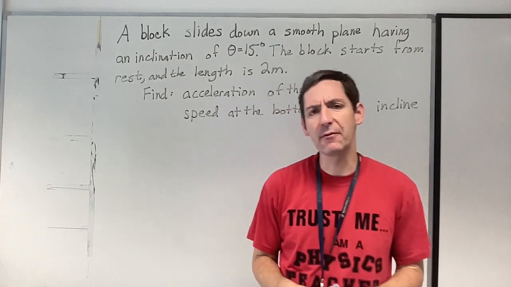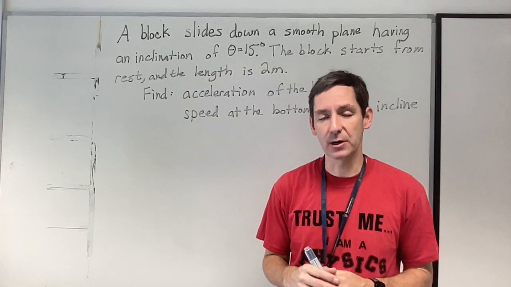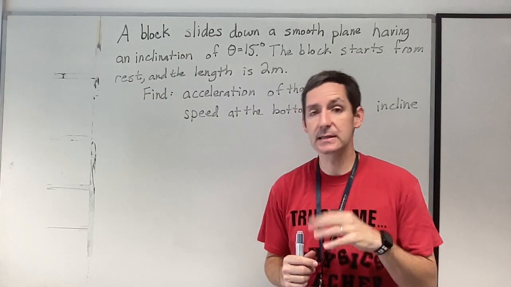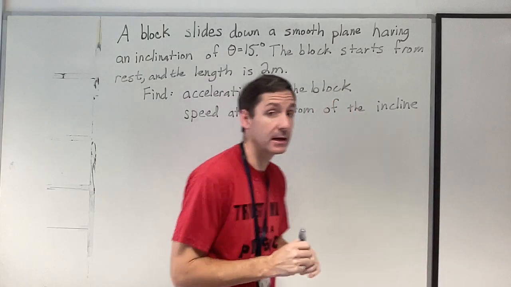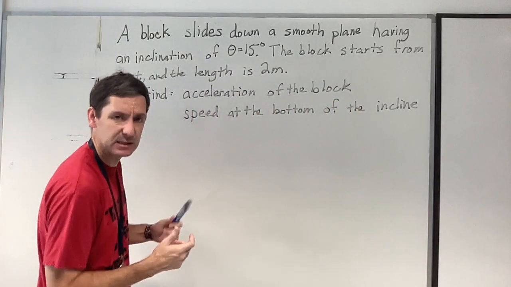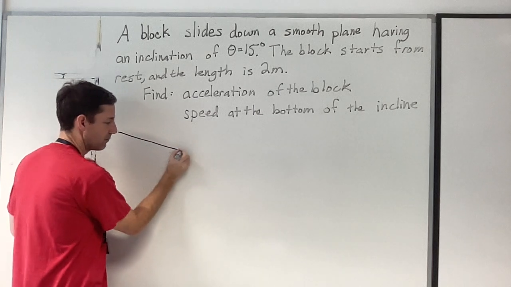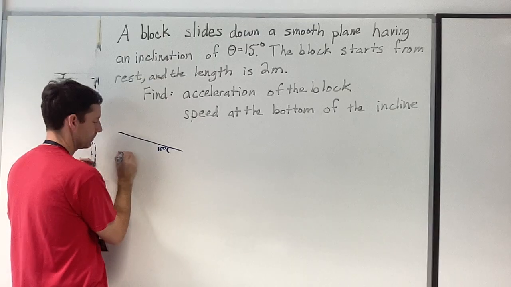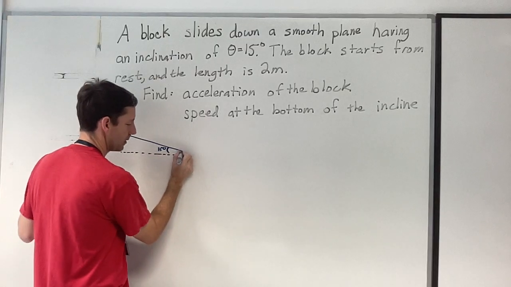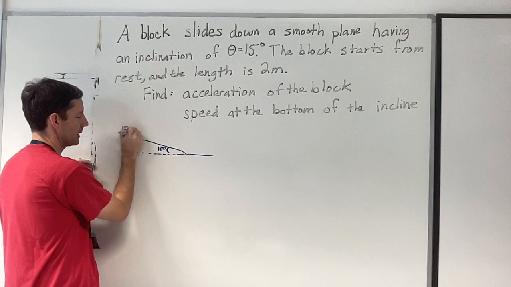So here we go. We have a block sliding down a smooth plane having an inclination of 15 degrees. The block starts from rest and the length is 2 meters. So the first thing I'm going to do before I do anything else is I'm going to go ahead and draw a picture because that's usually a good idea. So we have my angle of 15 degrees. So that's the ground right there. Okay. The block is on here.